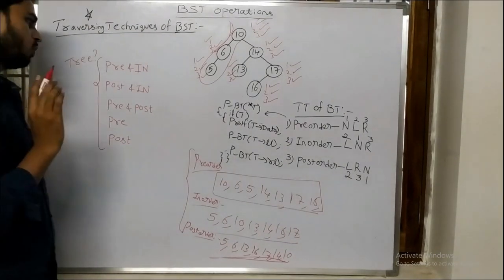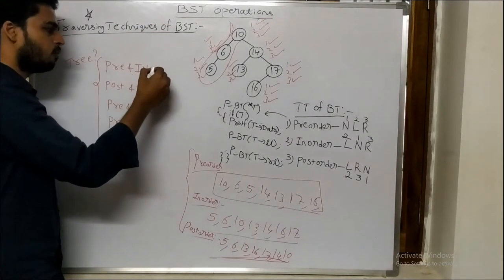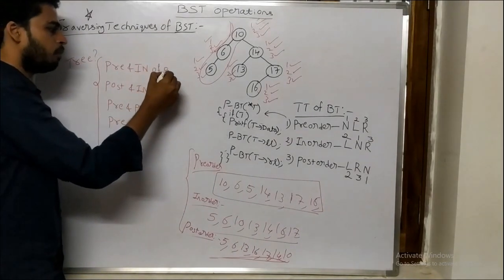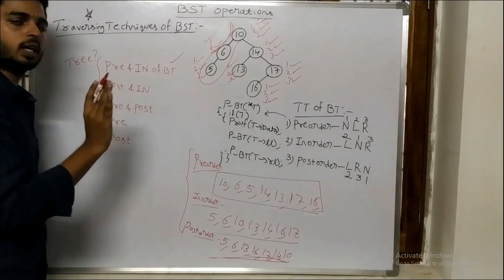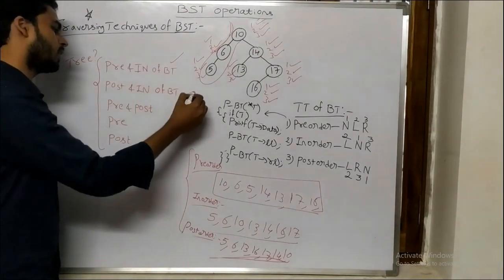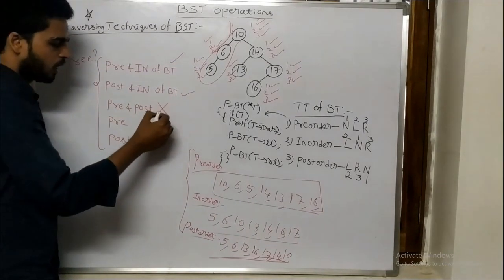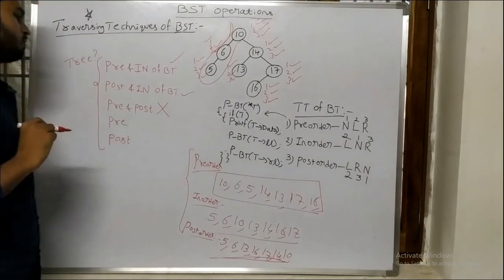In a binary tree, we have already seen that if they have given one pre-order and one in-order of a binary tree, we can construct the binary tree. If they have given post-order and in-order of a binary tree, I can construct it. But if they have given pre-order and post-order, we cannot construct it. This is the important part.